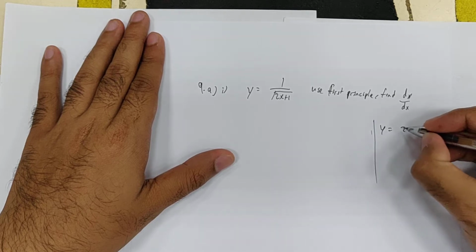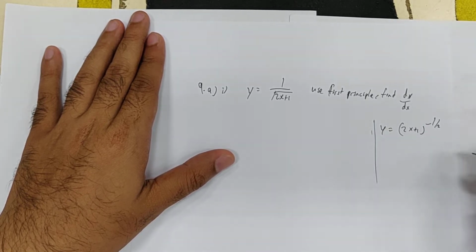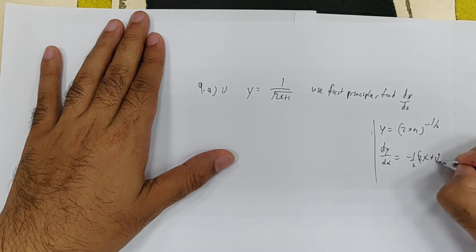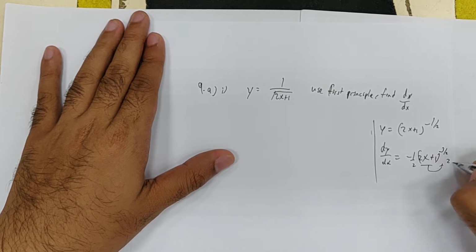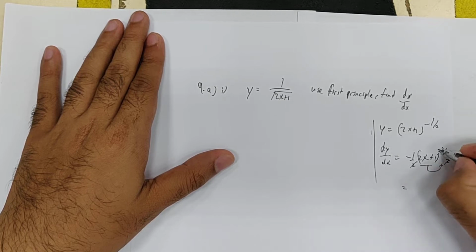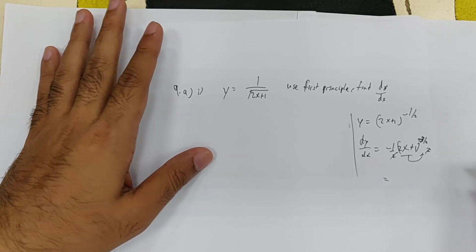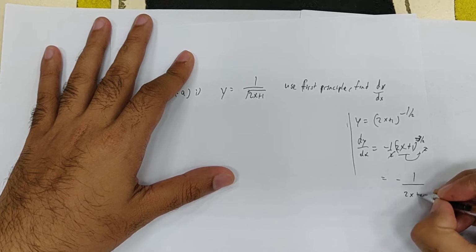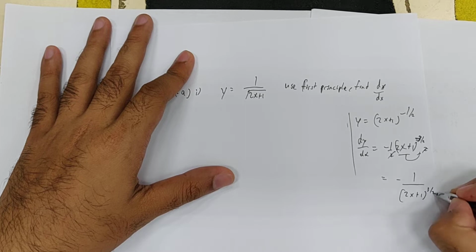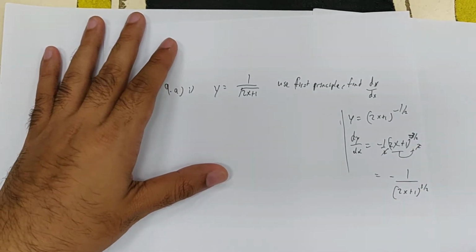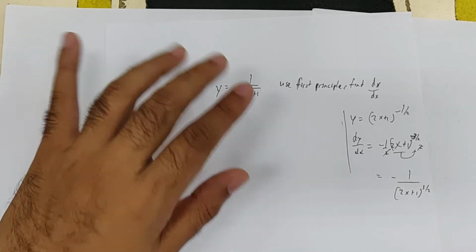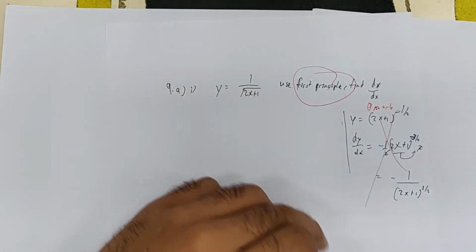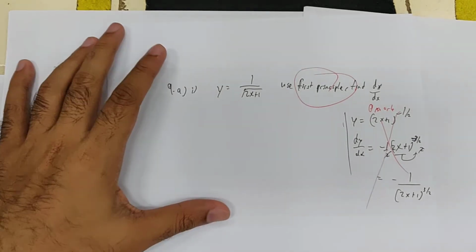Okay, if the question is like this, can you do it this way? y equals (2x plus 1) to the power of negative 1 over 2. And then you differentiate normally, dy/dx equals negative 1 over 2, (2x plus 1) to the power of negative 3 over 2, times 2. Okay, I'm sorry, I think my hand is a bit shaky today. So you got yourself negative 1 over (2x plus 1) to the power of 3 over 2. If I do it this way, how many marks will I get? A total of 0. Why? They want you to use the first principle. So you don't have much of a choice.